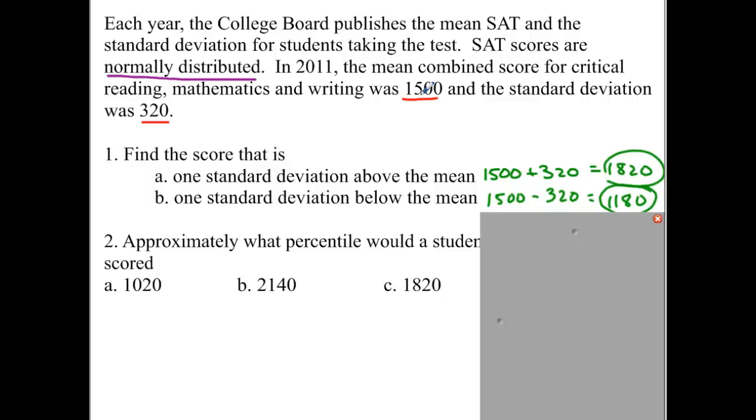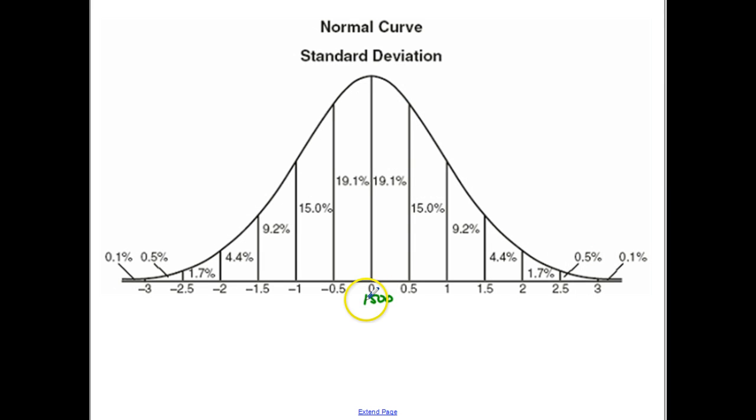So I want to figure out the percentile that a student would get if they got a score of 1020. In order to work this out, I think the best course of action is for us to label our diagram. So on your diagram, let's put 1500 right there under 0, under the mean. We'll label that the mean.